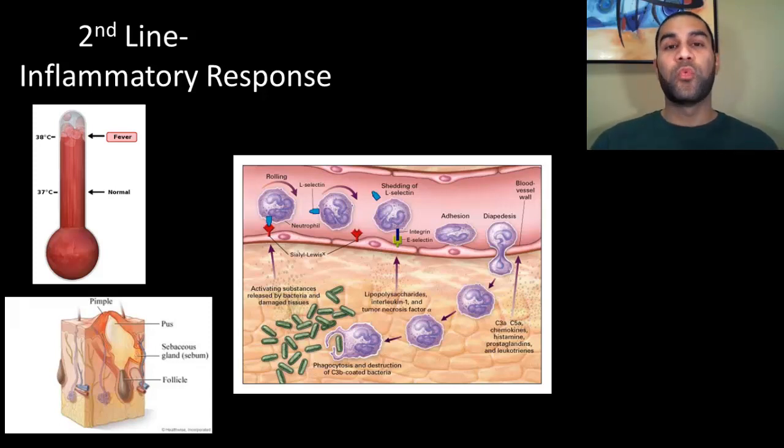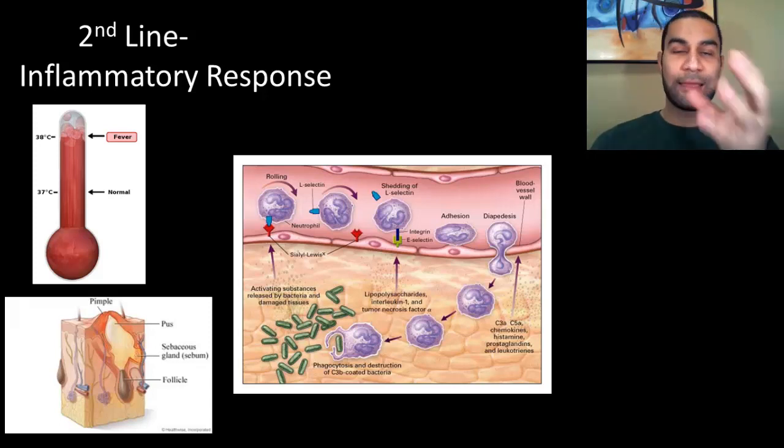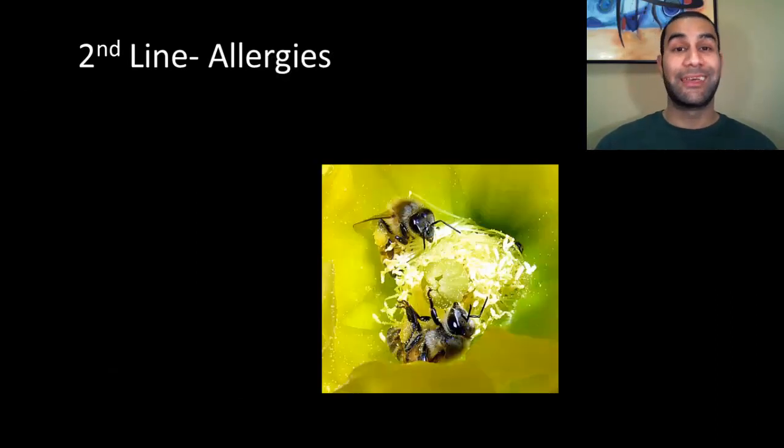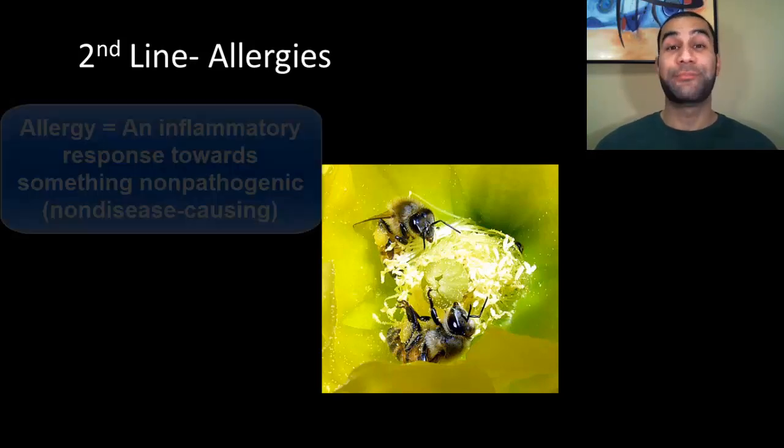However, what if your immune system recognizes things as threats that really aren't a threat? What if your immune system saw certain types of things passing through your first line of defense that pose absolutely no threat to you, but you still see it as a threat and you still fight it off the same way with the same inflammatory response? That's what you consider an allergy. An allergy is an inflammatory response towards something that's actually non-pathogenic.